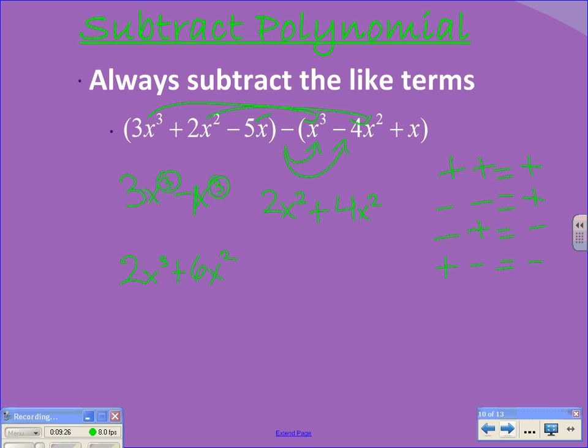Now we're going to be subtracting these two. So minus and plus equals a minus, which will be minus 5x minus x. And people say minus 5 plus 1, but it does not go that way. It's going to be equal to minus 6x, not 4. And that is your answer.